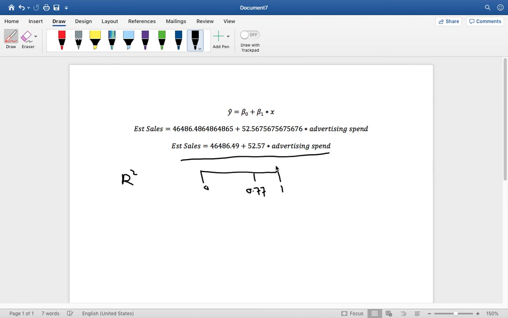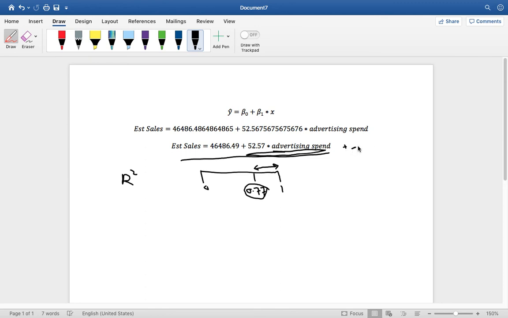It's closer to 1 than it is to 0, so it's closer to being perfect than having no value at all. The fact that it's not 100% is actually an indication to us that this model is not perfect, that there are other factors. It's not 100%, it's 77%. It's saying there are other factors that are impacting on estimated sales, not just advertising. Advertising is pretty strong though, but we could add additional factors into here to try to predict our estimated sales.